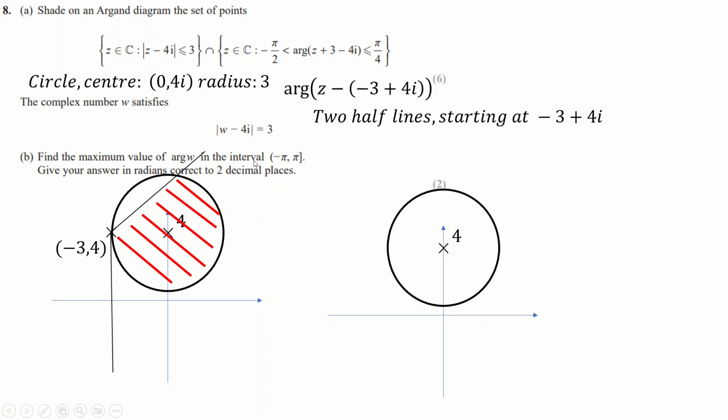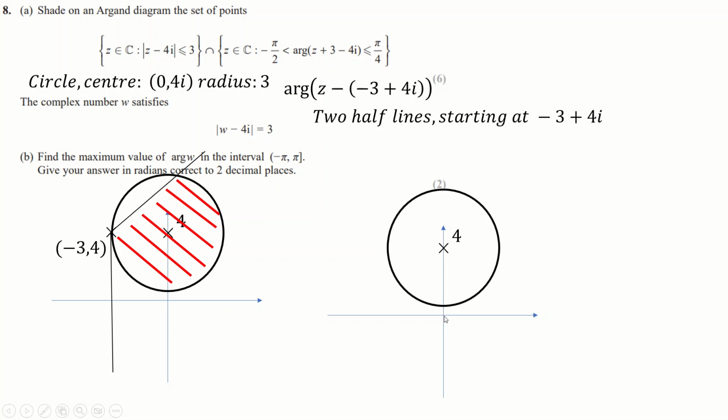Find the maximum argument in this interval. So we need to find the complex number on this circle with maximal argument. Now argument is measured from the origin with the positive x-axis. So this argument here is quite small. If we chose this point, this argument is quite small up to that point.